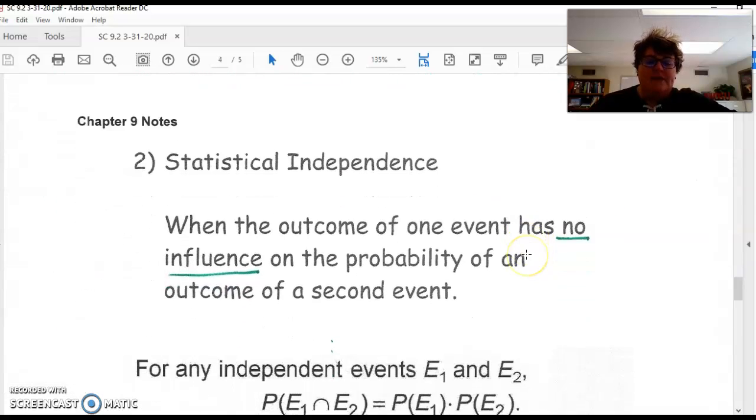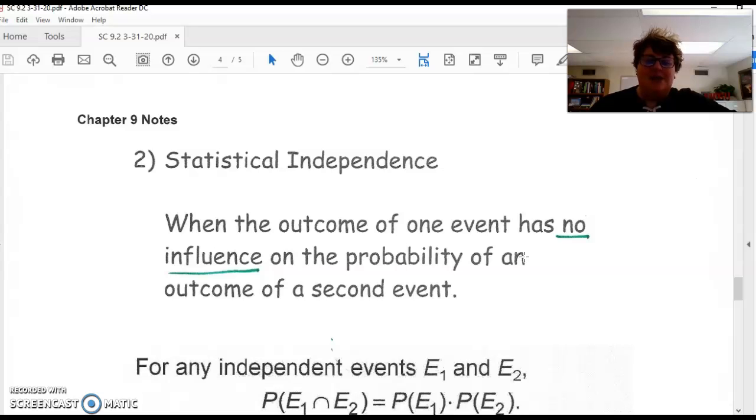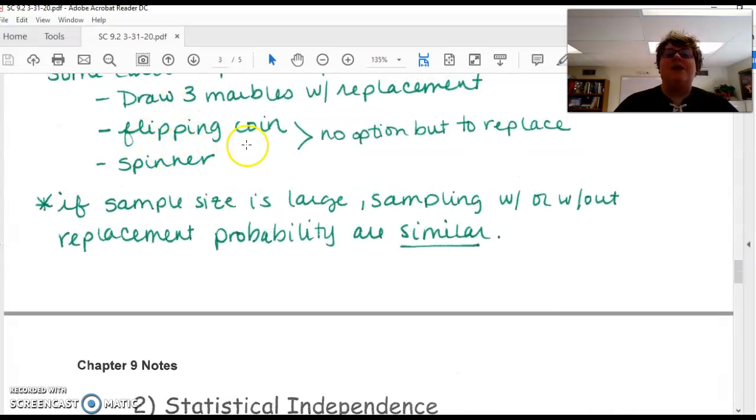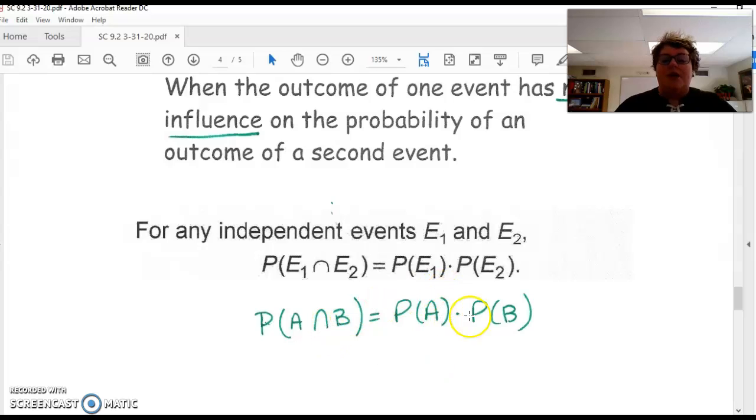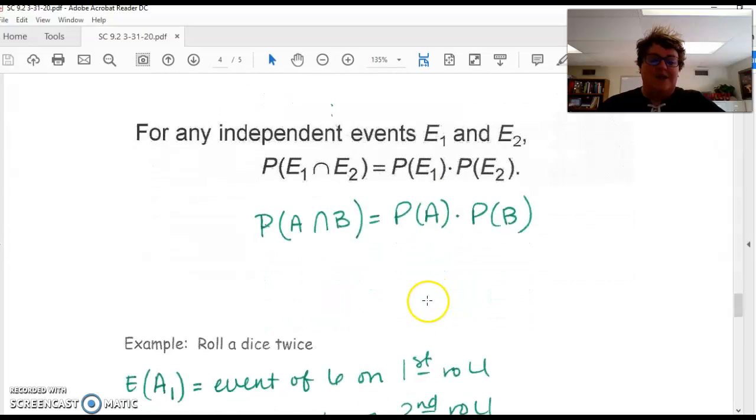So now we can talk about statistical independence. This is where the outcome of one event has no influence on the probability of the second event. Okay, so this is where we talk about flipping the coin. It will always be 0.5 probability you'll get heads, 0.5 probability you'll get tails. There's no option there. The same way with the spinner, it's always going to be what it's set. So when you are statistically independent, then you multiply your probabilities together.